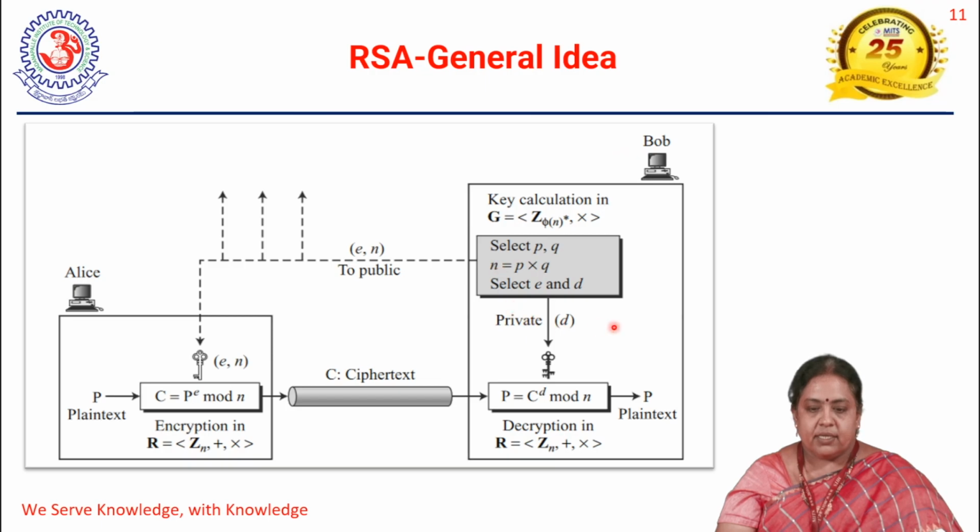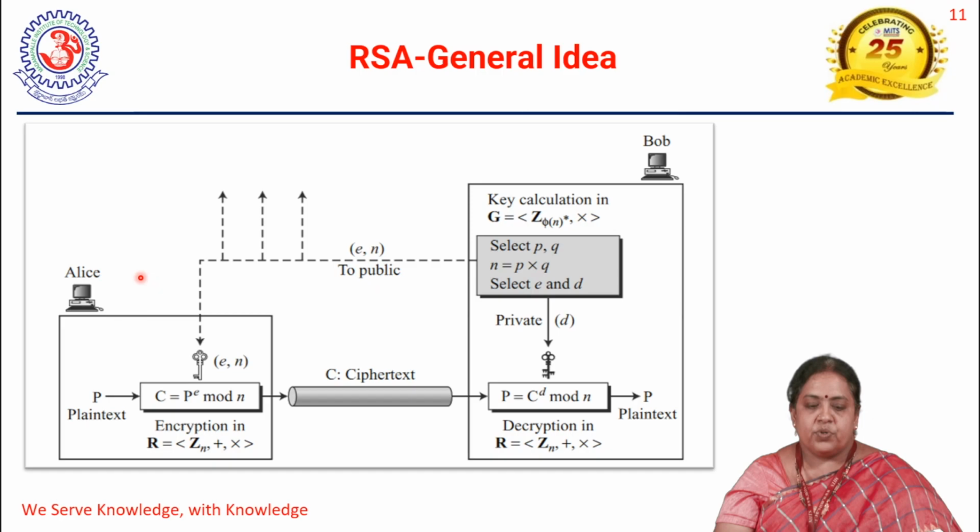So Bob is a receiver. So key calculation will be done by the receiver only. Here he is going to make use of the algebraic structure called a group. This group is the set Z of phi of n, with division and multiplication. Here two arithmetic operations are allowed: one is division and one is multiplication. This algorithm we'll discuss. By executing this algorithm, he can find out the public key as well as the private key. This public key and this modulus n will be announced to the public, so the sender can use these keys, and the private key is kept secret.